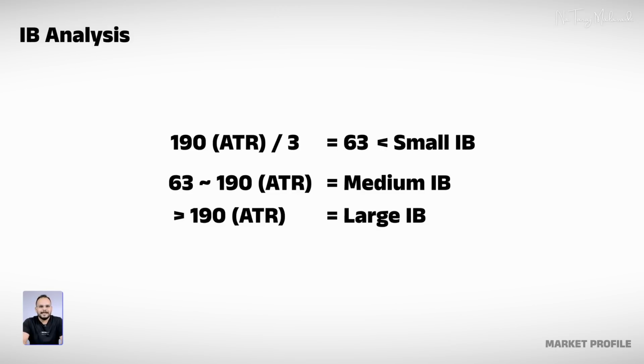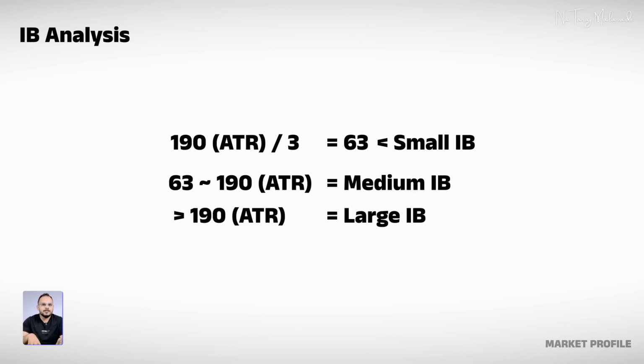This method definitely helps us objectively determine the market's range based on the current volatility. So the division by 3 gives us a small range, anything between this number and the ATR gives us the medium IB range, and if it exceeds the ATR, then we call it a large IB. The key note here is that these numbers are based on historical backtesting. It's recommended to adjust these numbers according to the behavior of each instrument, because each instrument is unique in nature and has its own characteristics.